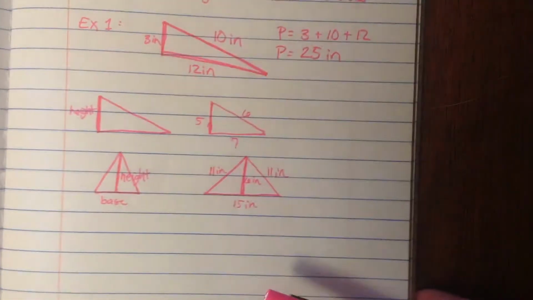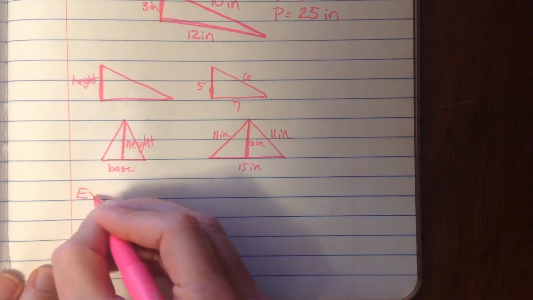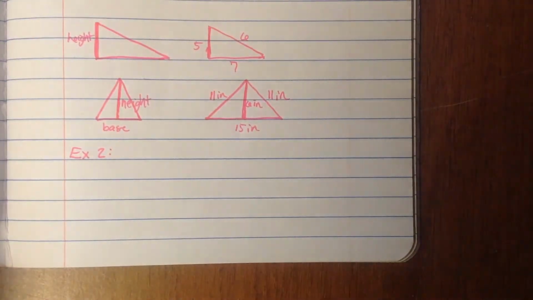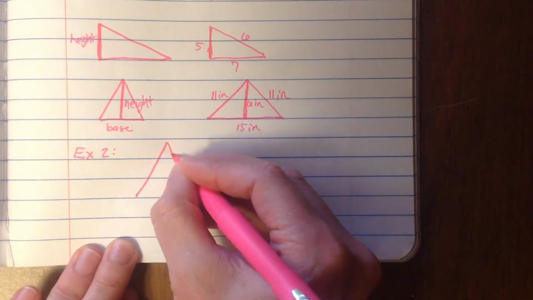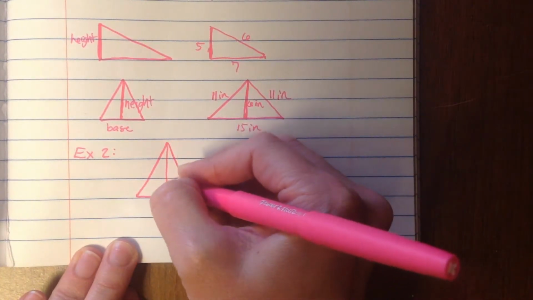And so, example number 2 is going to be a triangle that sort of looks like that. We're going to be given the height. So let's look at example number 2. And let's draw a triangle that looks like that, something that maybe looks like an isosceles triangle. And it's also going to give us the height.